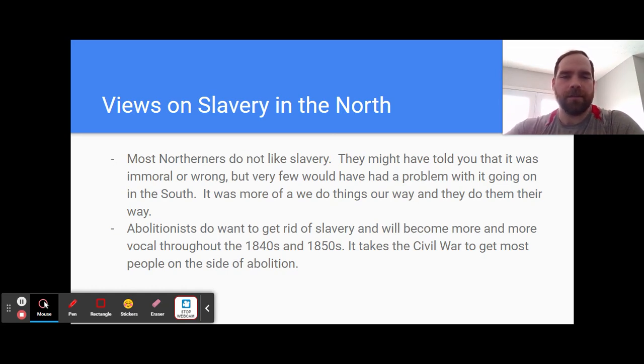So, as it says on the slide, they might have told you it was immoral. They might have told you it was wrong. But very few people are going to say, okay, well, we need to go ahead and go down south or make federal laws to abolish slavery where it exists. You wouldn't have found a lot of Northerners who would be willing to say that, even if slavery maybe was icky, right? They're like, oh, slavery's icky. I don't like that. I don't do that. I wouldn't want it near me. But that's just the way things are done in the South.